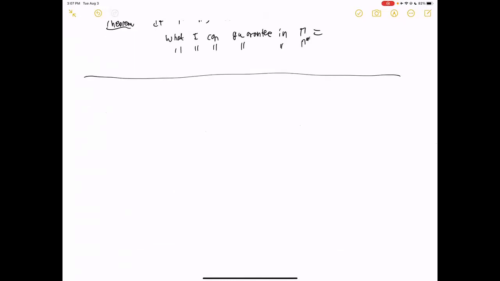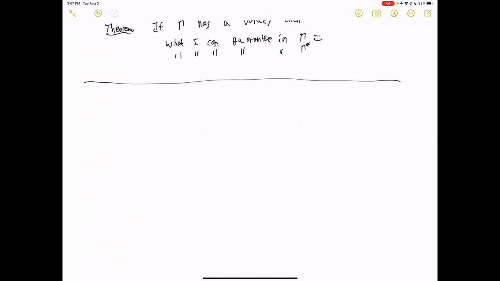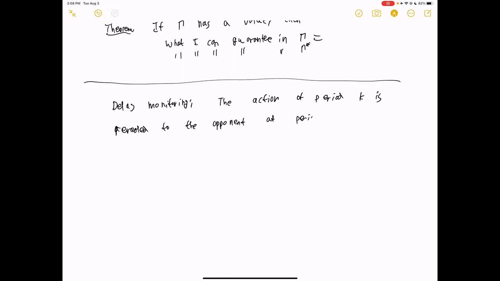But the point I want to focus on is not so much the monitoring structure. So I'm going to make the simplest assumption that makes things not included already in previous results. The assumption that I make about the monitoring structure is just delay monitoring, which means that the action of period k is revealed to the opponent at period m_k, for some function m such that, of course, m_k is greater than k.